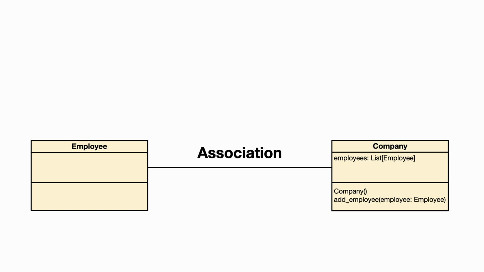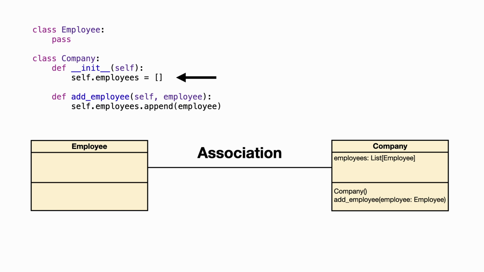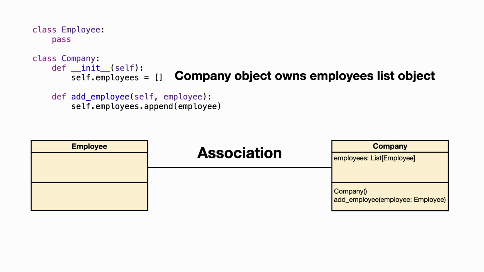There are two cases of association: composition and aggregation. To know what case we are dealing with here, let me ask you a question. Look at the code again. What happens to the list of employees when a Company object is destroyed? All the associated employees will be destroyed as well. That is because the list of employees is stored in a Company object. We say that a Company object owns the employees list object.